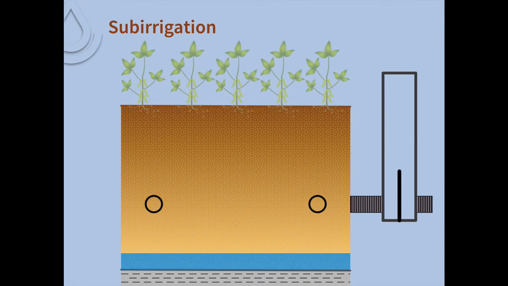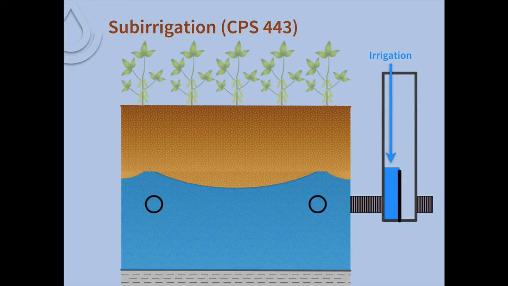But if we have an adequate water source in a system designed for sub-irrigation, we can add water back to the system to raise and maintain a water table such that we can provide supplemental water to the crop to meet that evapotranspiration demand and increase yield. The details of sub-irrigation are beyond the scope of this training, but I would refer you to Conservation Practice Standard 443, which covers this practice.